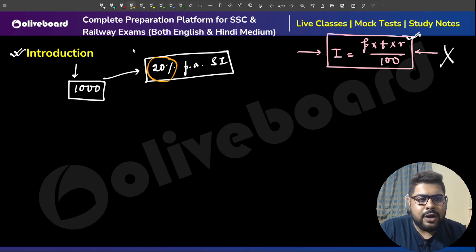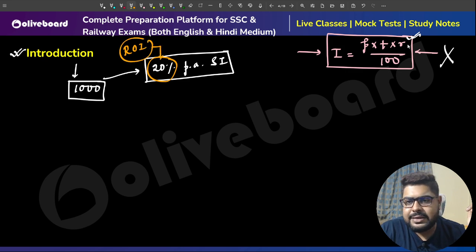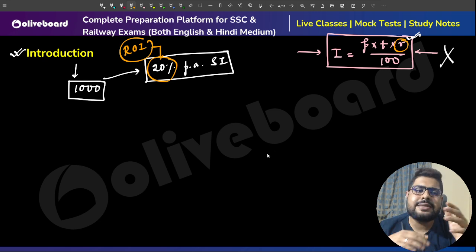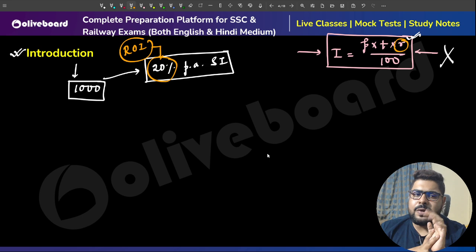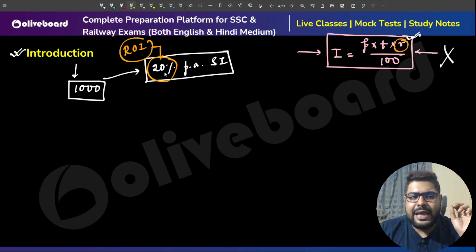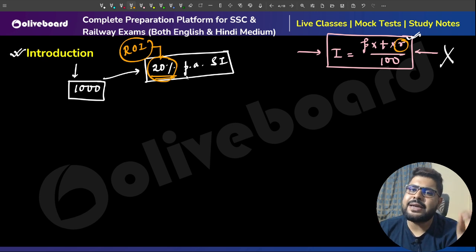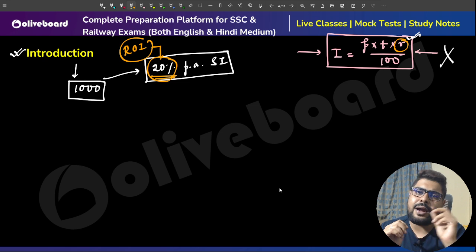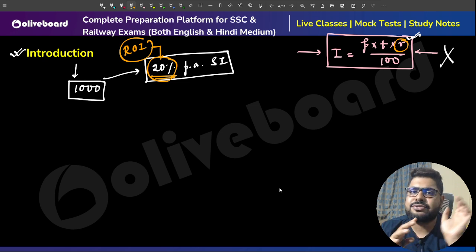20% is called the rate of interest, this R in the formula. Now let's decode this. What does it mean? Every year, out of every 100 rupees you keep with us, the bank is saying I will give you 20 rupees extra as interest.